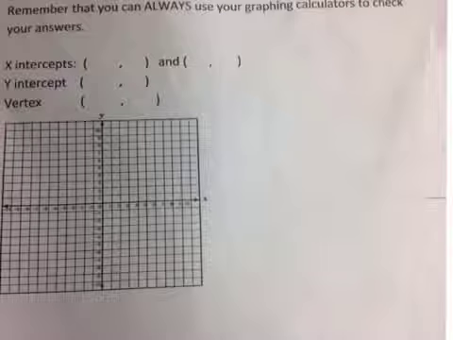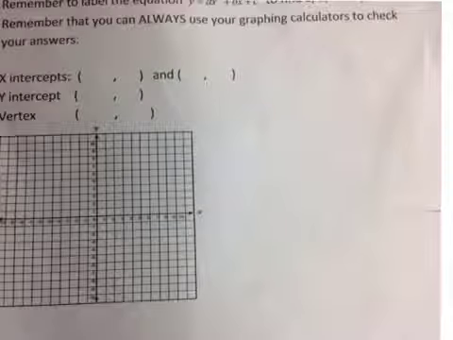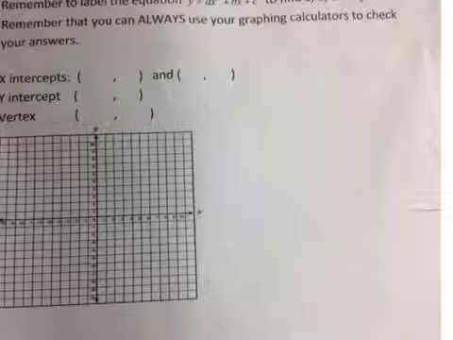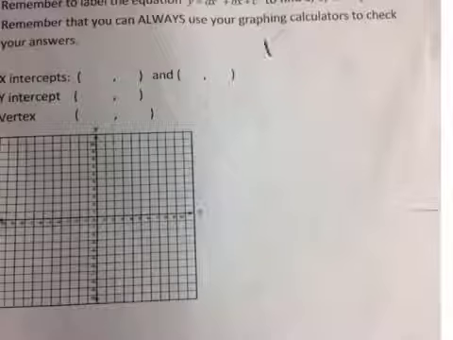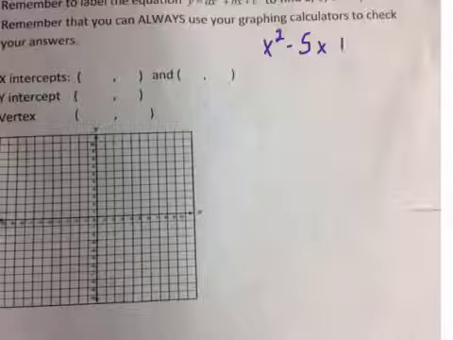All right, so here we go, number 6. I'll write with blue just so we got a little bit of a difference here. Okay, so the problem is x squared minus 5x plus 4 is equal to 0.